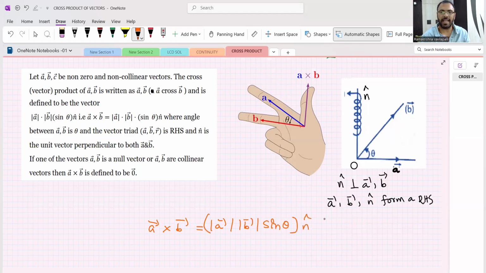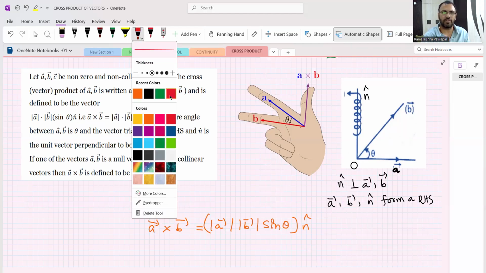Here we are multiplying n cap to the scalar, therefore it is a vector quantity. So the cross product of two vectors is a vector. Remember, the cross product of two vectors is a vector; the dot product of two vectors is a scalar. We apply this formula when A bar, B bar, and n cap form a right-handed system. What is n cap? N cap is the unit vector perpendicular to A bar as well as perpendicular to B bar.